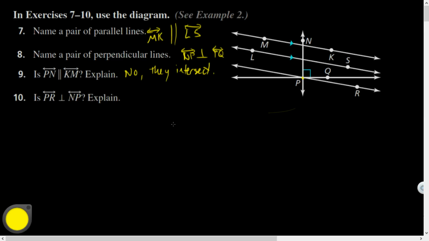I'm going to say no. So let's see. Is PR perpendicular to NP? No. Because it intersects at P, and PQ is perpendicular, and there can only be one line that's perpendicular at that point. So that's basically my verbal explanation.